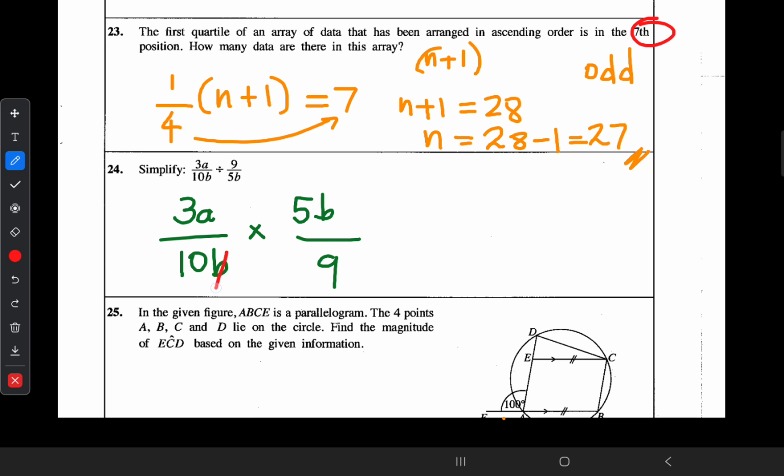Here we can simplify b by b, 10 and 5, 2 times 1 time, 3 and 9, 1 times 3. In numerator we will have 1 times of a. In denominator we have 2 times of 3, 6. A divided by 6. That is the solution for the 24th question.